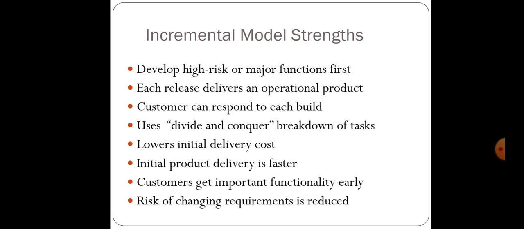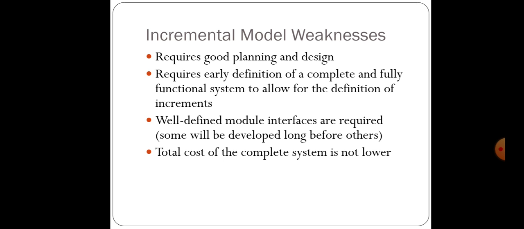So what are the advantages of this model? It develops high risk major functions first, since the priorities are being set. So high priority functionality is implemented first. Each release delivers an operational product. Customers can respond to each build. It uses a divide and conquer policy, lowers initial delivery cost, product delivery is faster, and customers can get the important functionalities implemented at an earlier stage.